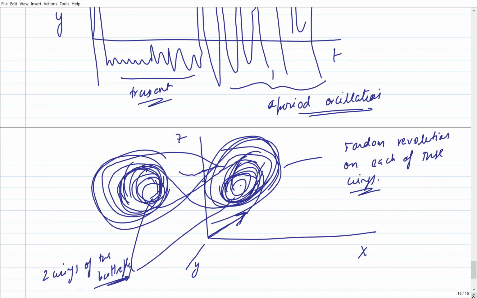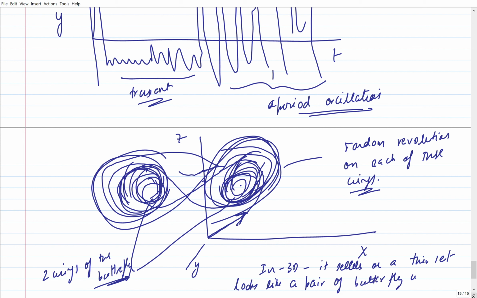And when you visualize this trajectory in 3 dimensions rather than 2 dimensions, it appears to settle on a rather thin set in 3D. It looks like a pair of butterfly wings.